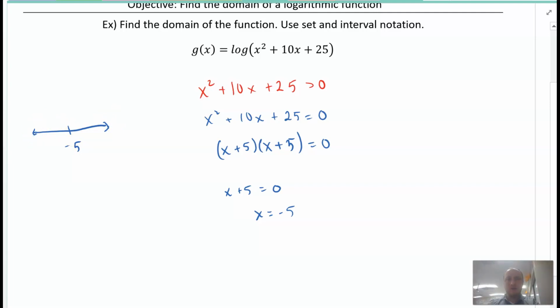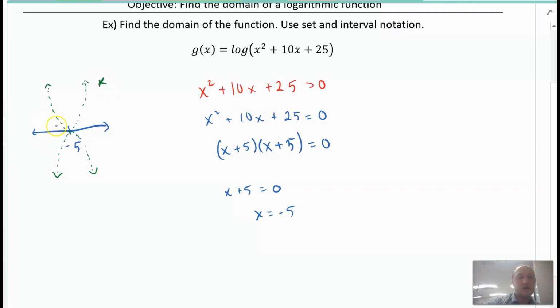Now I'm going to tap into your knowledge about quadratics and parabolas. What we could have is a parabola that has a vertex at negative 5 facing upwards like this, or we could have a parabola that is facing downwards like this. I bring this case up because we're looking for values that will make our argument positive. I want the values to be positive. So what we would prefer is the case on top.